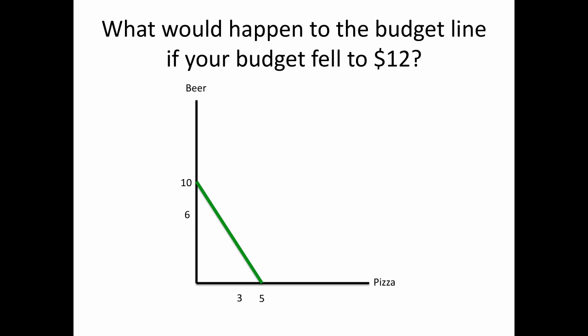And again, connecting these two extreme points illustrates what the budget constraint would look like if I had a smaller amount of money to spend on that night out. And so what's important here, and I'm highlighting this with my mouse, is that as the amount of money I have to spend falls, the budget constraint shifts in.